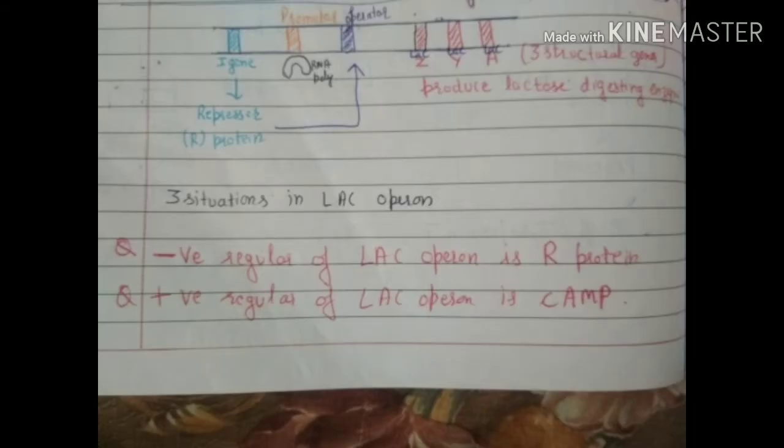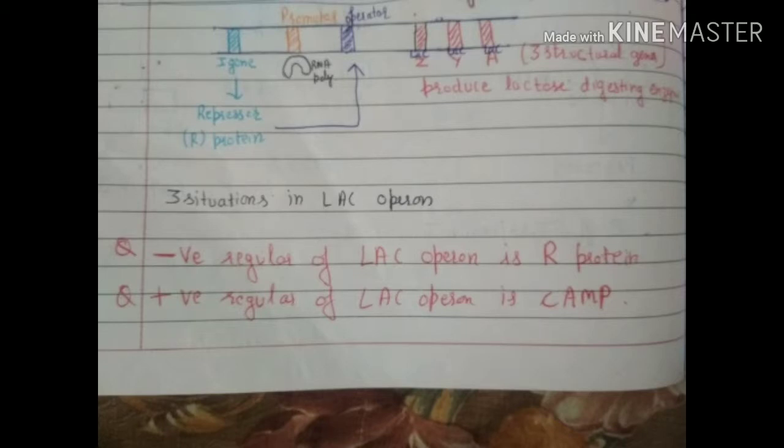Now we will see this picture. There is the I gene, the promoter region, the operator region, and then there are three genes: LAC Z, LAC Y, LAC A. These are in sequence. You can't go arbitrarily; first there will be LAC Z, LAC Y, and LAC A. Okay, the I gene will form the repressor protein.